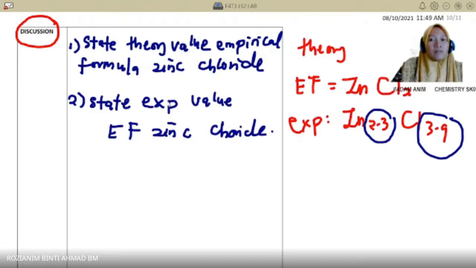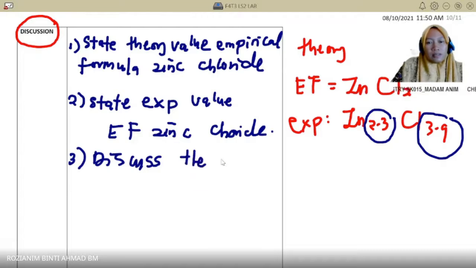Okay, so dalam discussion dia mesti ayat yang lengkap. Tak boleh you buat nombor 1 ZnCl2, nombor 2 Zn 2.3, chlorine 3.9. Cannot. Discussion is the sentence, tetapi tak perlu buat paragraph. You can do by the numbering. Okay. Number 3, you kena discuss differences. So maksudnya you discuss differences between them.